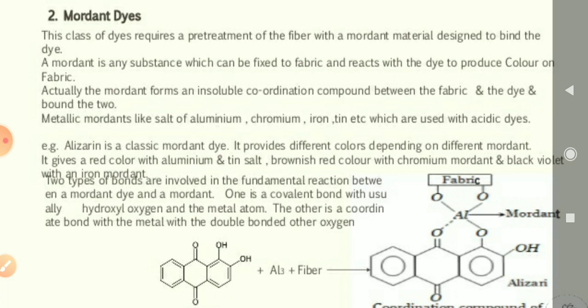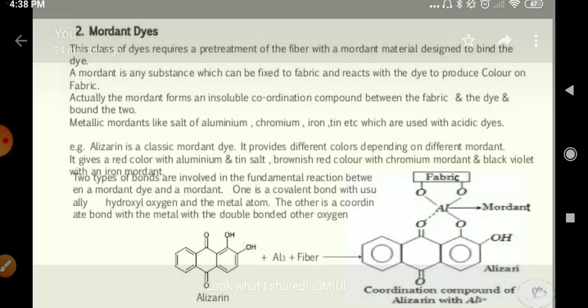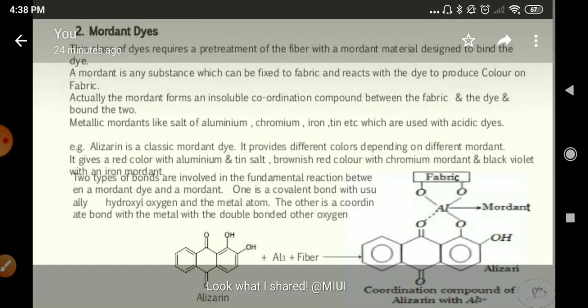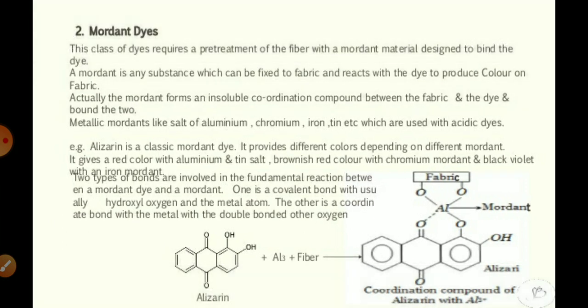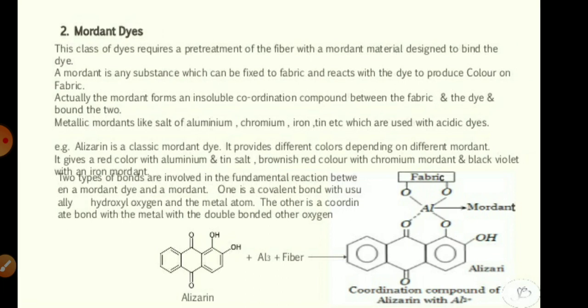This is the structure of the alizarin dye. Here you can see that the alizarin dye, with the presence of aluminium and fabric, will bind with the aluminium and it will give the red color to the fabric.